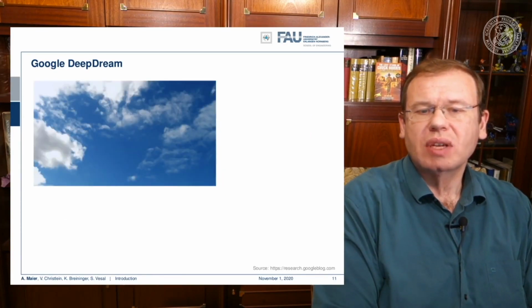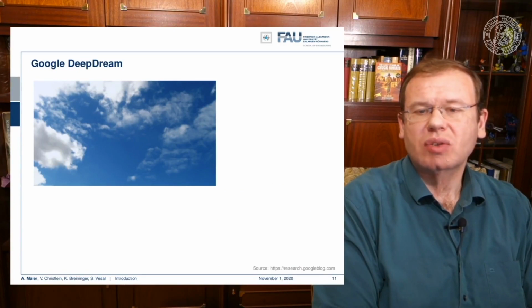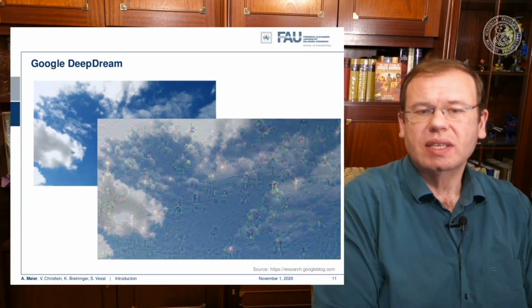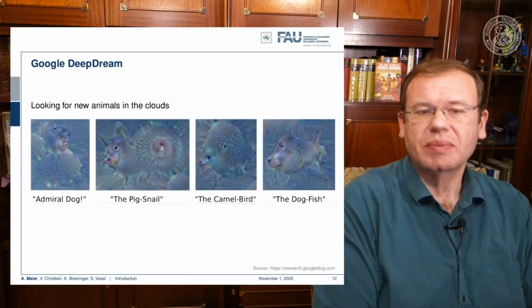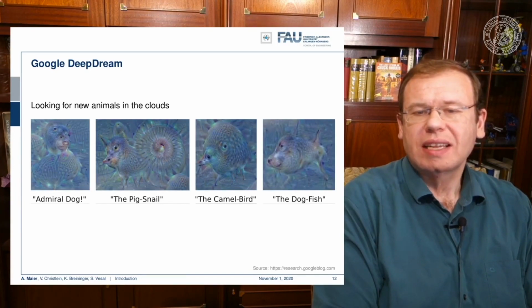Or you can even look at the blue sky and then tweak towards neurons. Then you can see that there are all kinds of interesting things suddenly emerging in the sky. If you look at them very closely, you can see that there are animals showing up, like the admiral dog, the pig snail, the camel bird, or the dogfish.